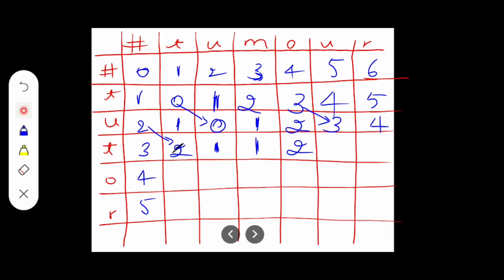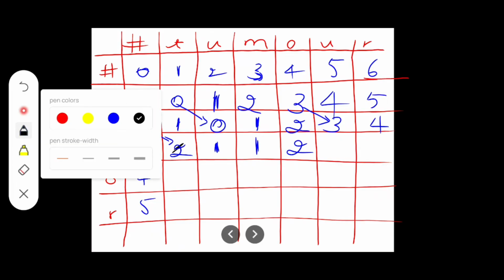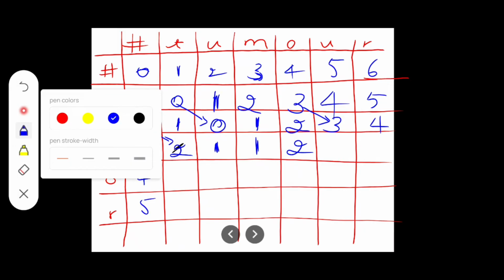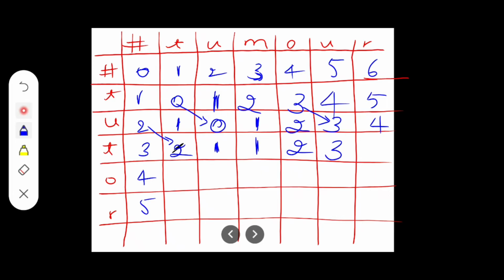Again, t is compared with u. T and u are not equal. So we have to consider this set, because we have to fill this box. Which is the minimum element among these 3 numbers? That is 2, 2 and 3. 2 is the minimum element, right? So minimum element plus 1, that is 2 plus 1. What is it? It is 3. So I'll be writing 3 here.